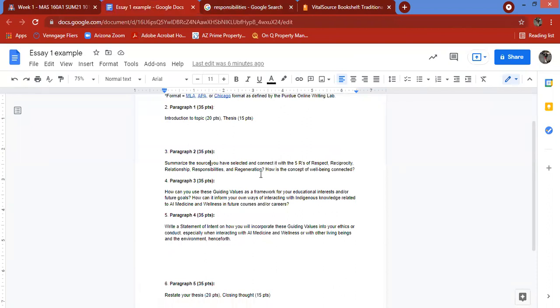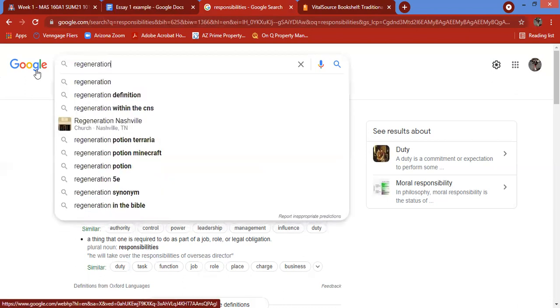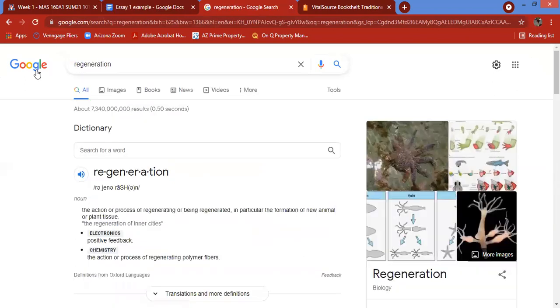And the final guiding value in this class, and I'm sure that there are other guiding values for other classes, these are just the ones that we have for this class, that have been identified by Dr. Gonzalez in the main textbook that we're supposed to be reading, is this concept of regeneration.